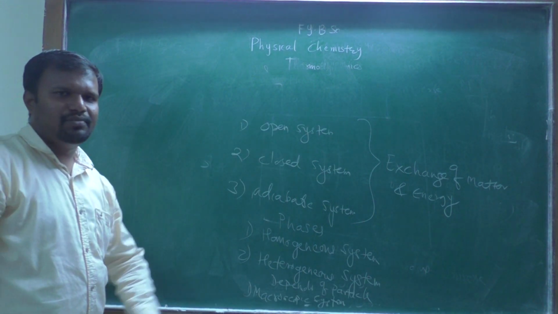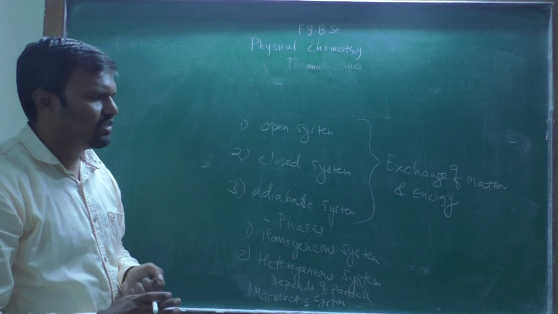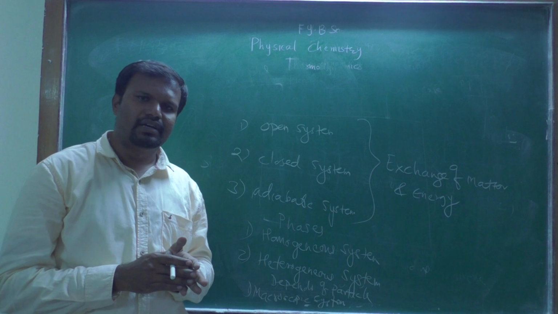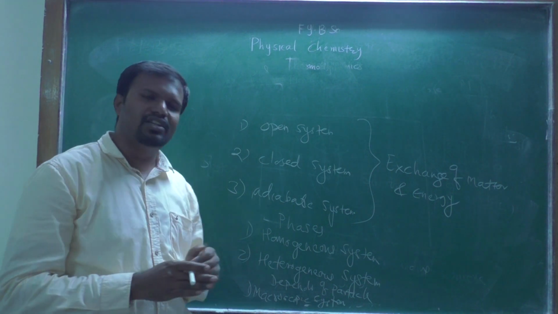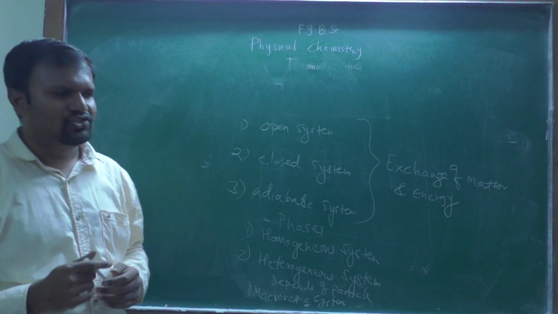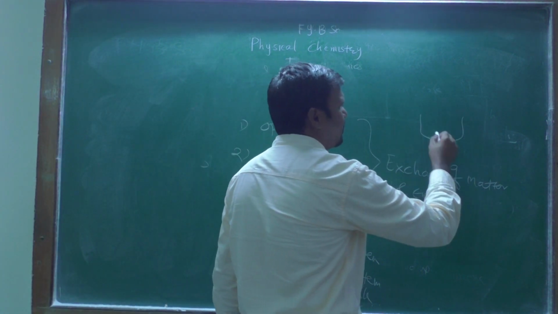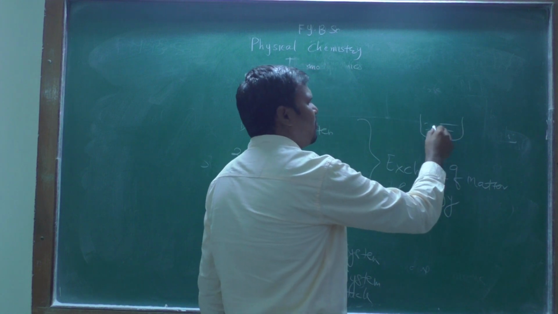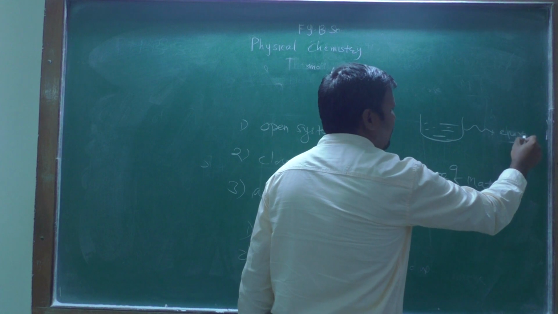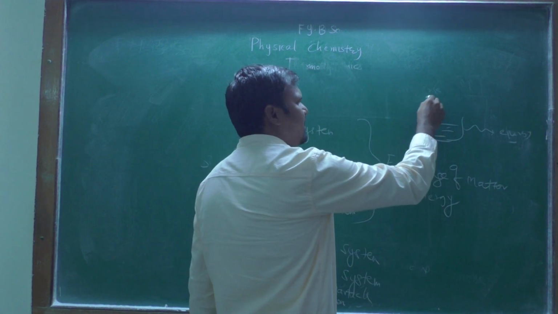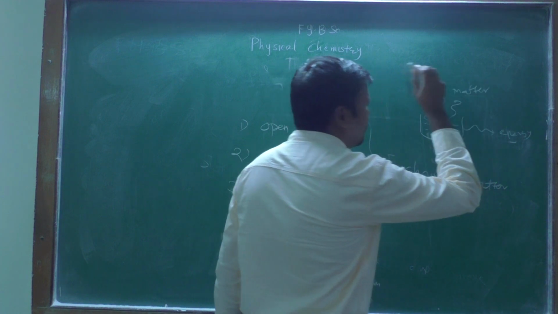The open system is a system where both matter and energy can be exchanged with the surroundings. For example, boiling water. This boiling water exchanges energy and also exchanges matter with the surroundings.